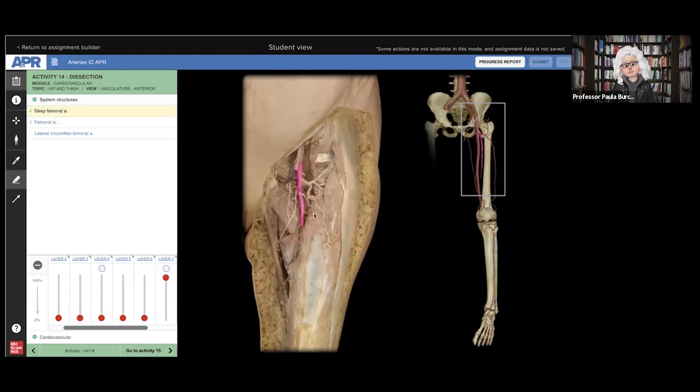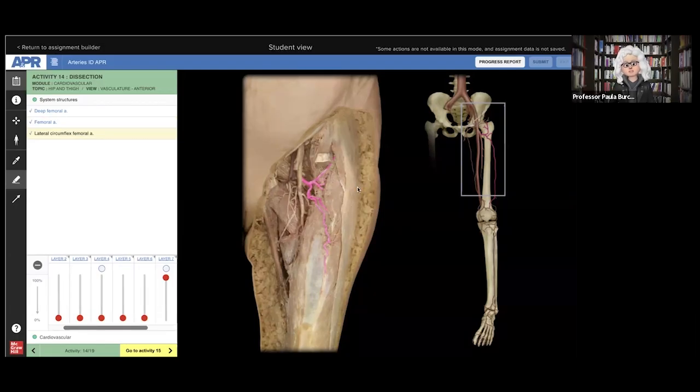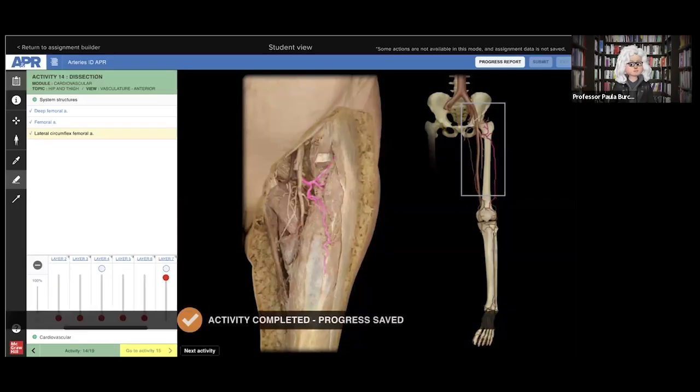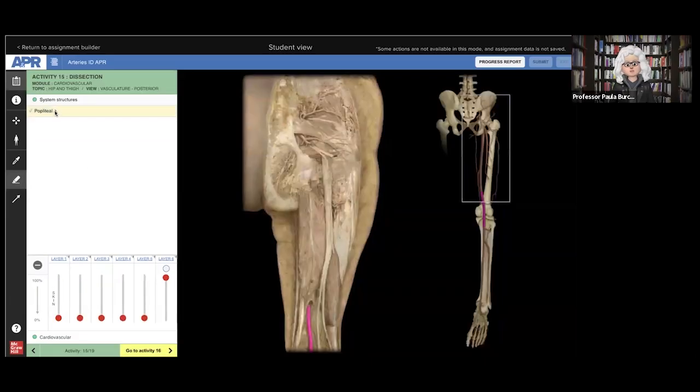So notice it's a little bit deeper. They've removed some of the tissue here so that you can see deeper. And then we're also going to have a lateral. Remember, lateral is going away from the center of the body, and this is going to be a lateral circumflex. Remember, you have a circumflex on the left side of the heart as well, so that means it's going to be wrapping around, so you can see the circumflex there. The femoral artery continues down, and when it gets to the back of the knee, it's called the popliteal.